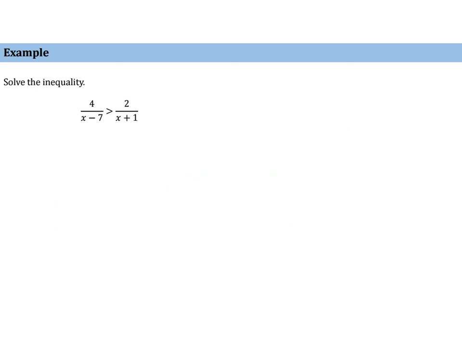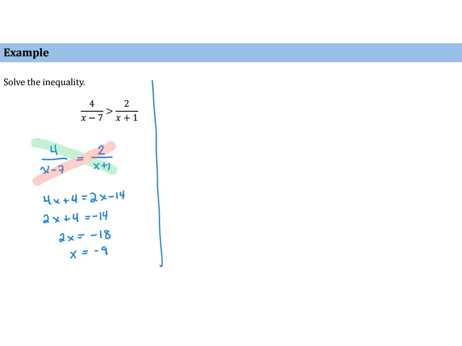Now let's look at this. To solve this inequality, we solve the corresponding equation. And we can cross multiply. So I can multiply the 4 and the x plus 1, and the 2 and the x minus 7, and those should be equal. So we obtain 4x plus 4 equals 2x minus 14. Subtract 2x from both sides, subtract 4 from both sides. So x would equal negative 9.